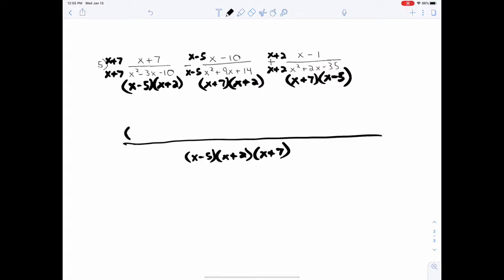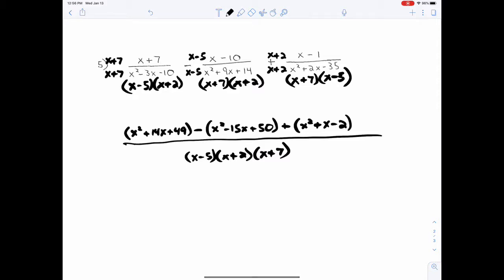Okay, so first of all, I'm going to multiply x plus 7 times x plus 7. So it's x squared plus 14x plus 49 in parentheses minus, in parentheses, now I'm going to multiply the x minus 5 and the x minus 10. So it's x squared minus 15x plus 50. And then plus, and I'm going to take the x plus 2 times x minus 1. So that's x squared plus x minus 2.